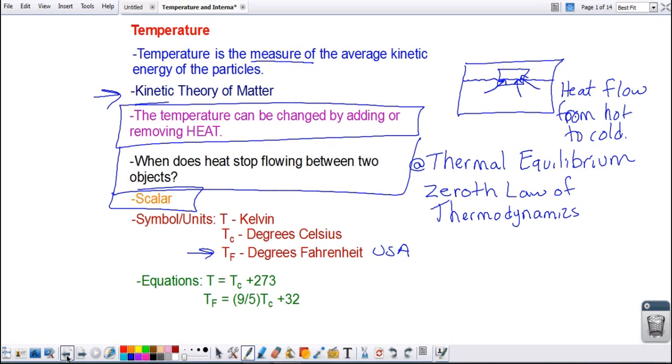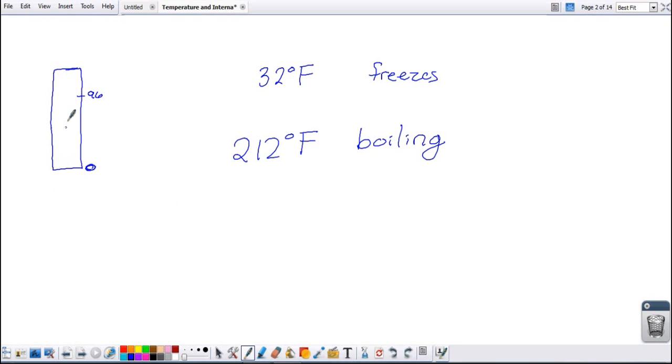Fahrenheit became popular because he used mercury, and it does a nice job of expanding and contracting through a large range of temperatures. Okay, so it made a very good thermometer. All right.